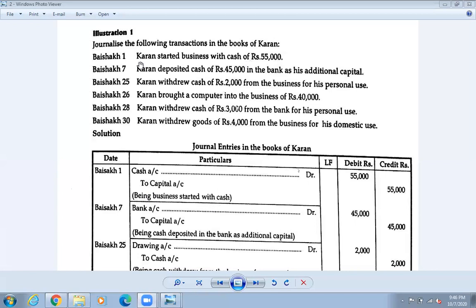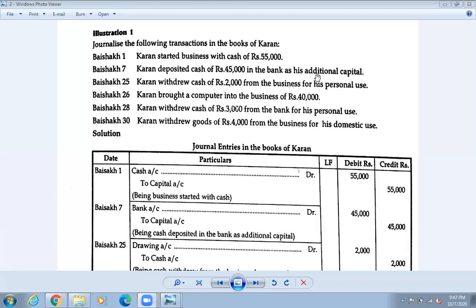Okay, so cash chala. Number 2 हेर्ने त Baishak 7. Baishak 7. So Karan deposited cash, again he is depositing cash of rupees 45,000 in the bank. So if he is going to deposit some amount in the bank, then what is that? So that is the bank account. अनि bank account बाट चाहिँ के गरेछ त? Bank बाट झिकेको छ रे पैसा.